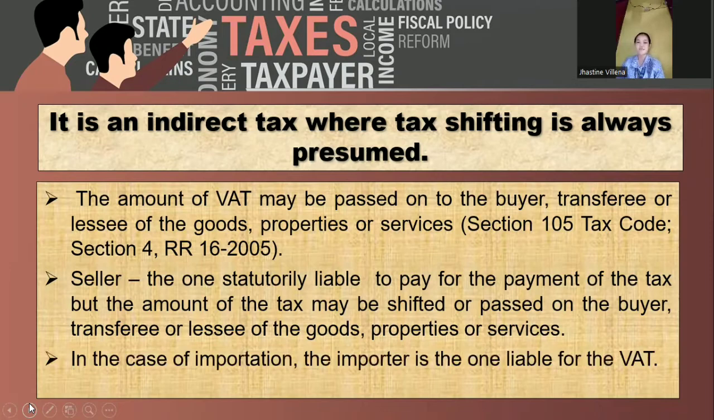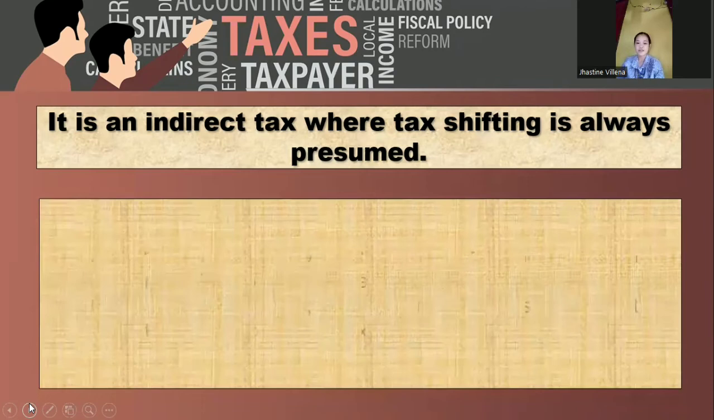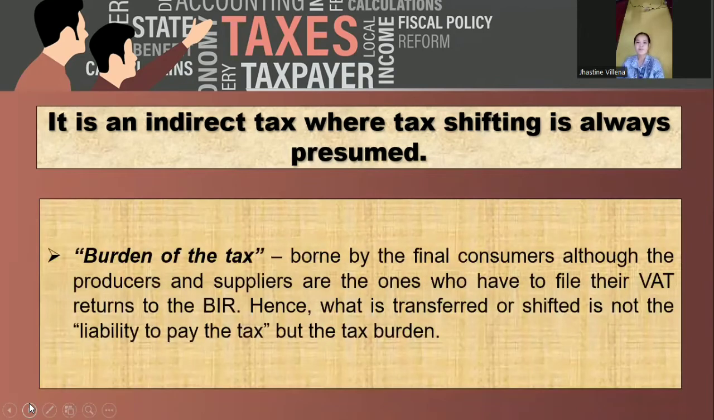In the case of importation, the importer is the one liable for the VAT. The burden of the tax is borne by the final consumers, although the producers and suppliers are the ones who have to file their VAT returns to the BIR. Hence, what is transferred or shifted is not the liability to pay the tax, but the tax burden.